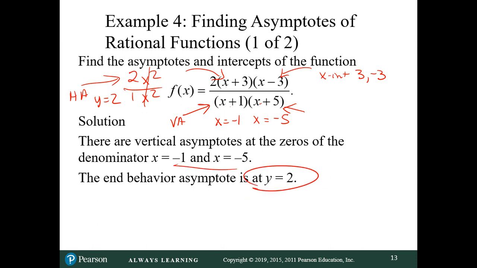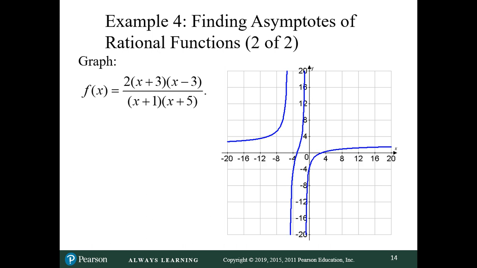And then our vertical asymptotes are that. There we are. We have a horizontal asymptote right here at 2. A vertical asymptote right here at -5. And another vertical asymptote right here at -1. Okay? So this shoots up really skinny. This goes here. This goes here.